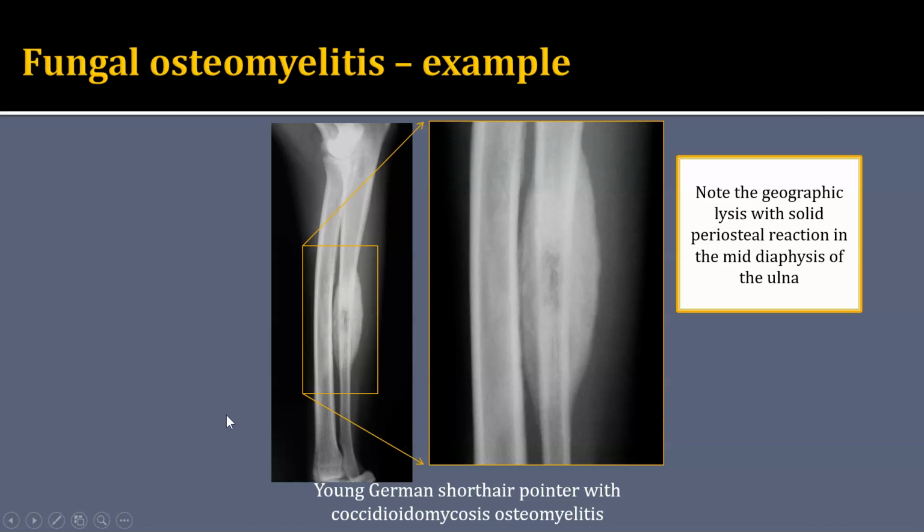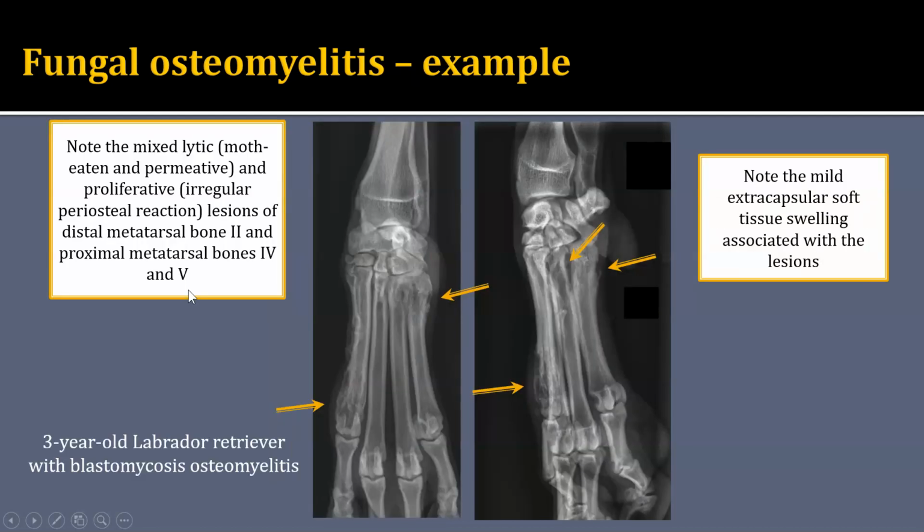Here's a patient with a less aggressive looking lesion. This is a young German Shorthaired Pointer that has coccidioidomycosis affecting the mid-diaphysis of the ulna. This is a blown-up view of that ulna, and what we see is more of a geographic area of lysis, so a more non-aggressive pattern of lysis, and then surrounding kind of solid to lamellar periosteal reaction. So this lesion again is more of a semi-aggressive lesion, but this is also a fungal infection.